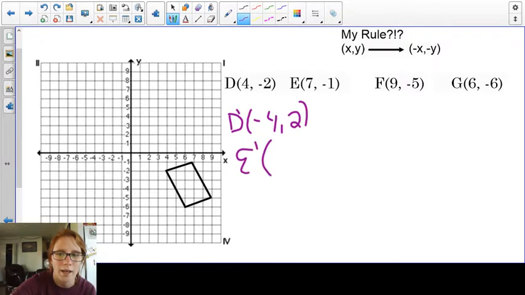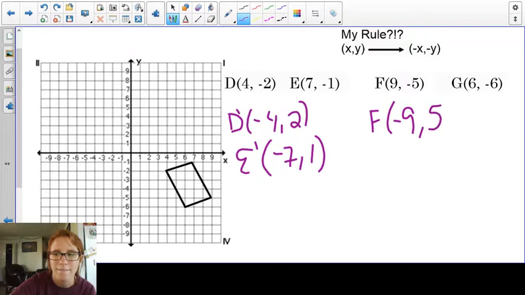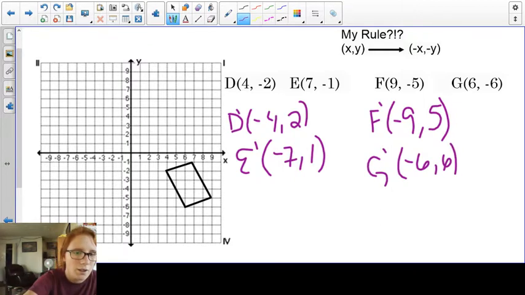E is going to be at negative 7, 1. F will be at negative 9, 5. And G will be at negative 6, 6. So we have negative 4, 2. We have negative 7, 1. We have negative 9, 5. And then we have negative 6, 6.